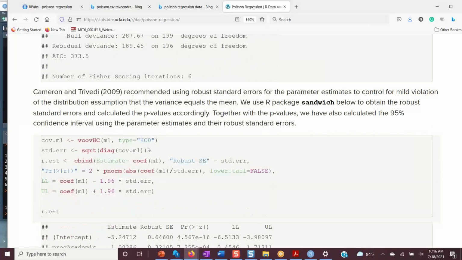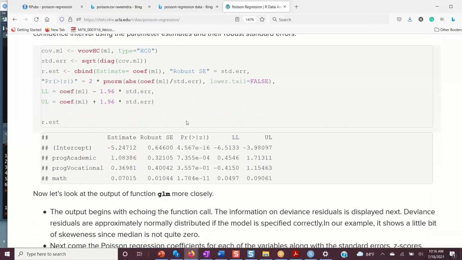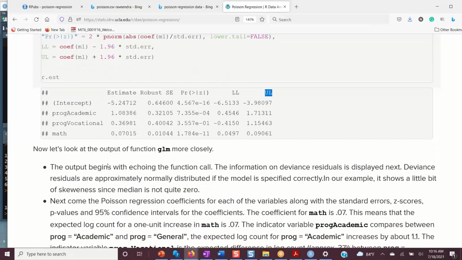Then you have the same issues in terms of prediction, all those things you want to do, confidence intervals and so on. That's what this one is: lower level confidence interval, upper level confidence interval. That is calculated using this formula here, and the parameters are here.